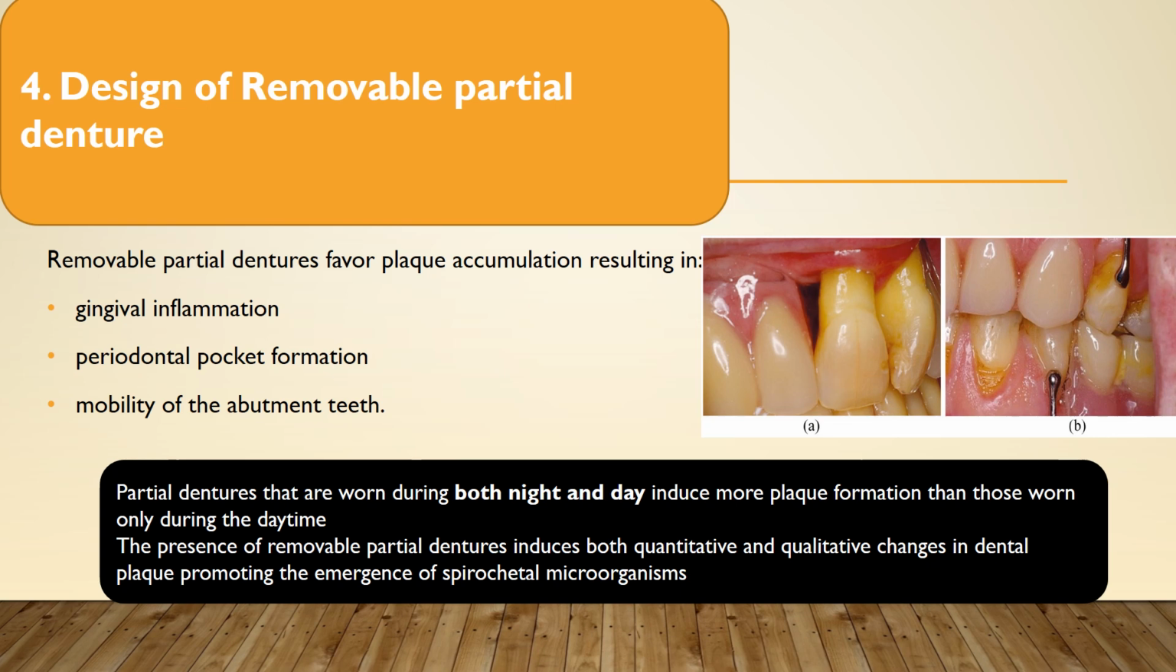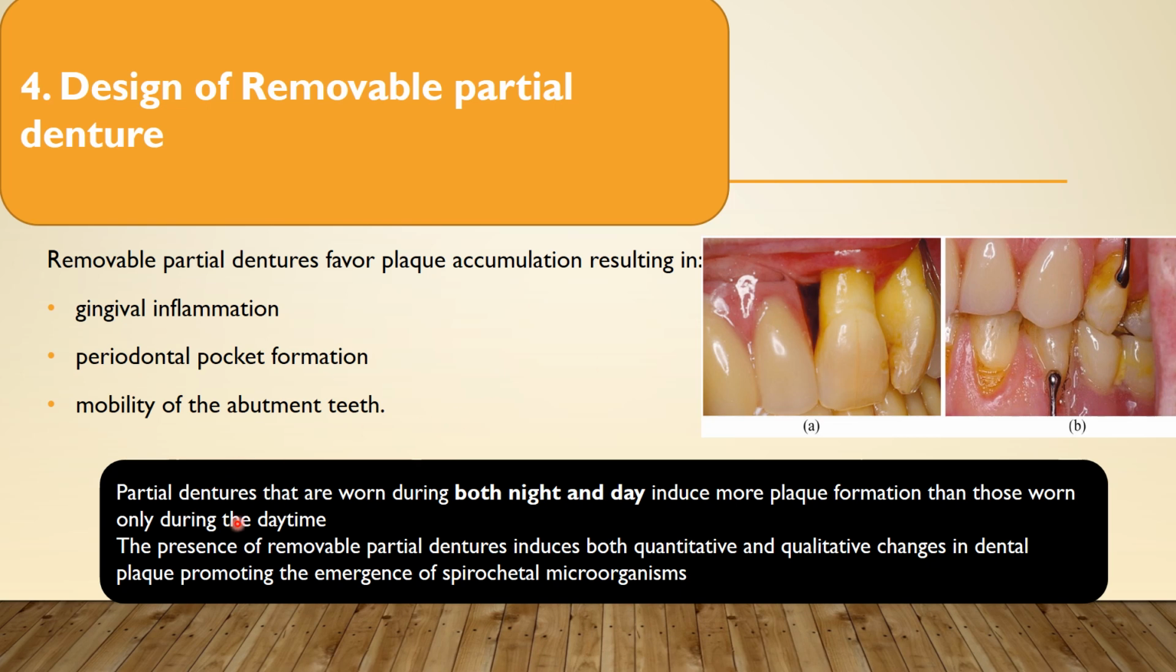Then coming to the design of removable partial dentures. How can this design result in gingivitis or further periodontitis? Removable partial dentures favor plaque accumulation, and a poor design or ill-fitting dentures can do so too. This can lead to gingival inflammation, pocket formation, and also mobility of the abutment teeth. For example, retention factors placed on the adjacent tooth can cause injury to the gingiva and lead to iatrogenic periodontitis.